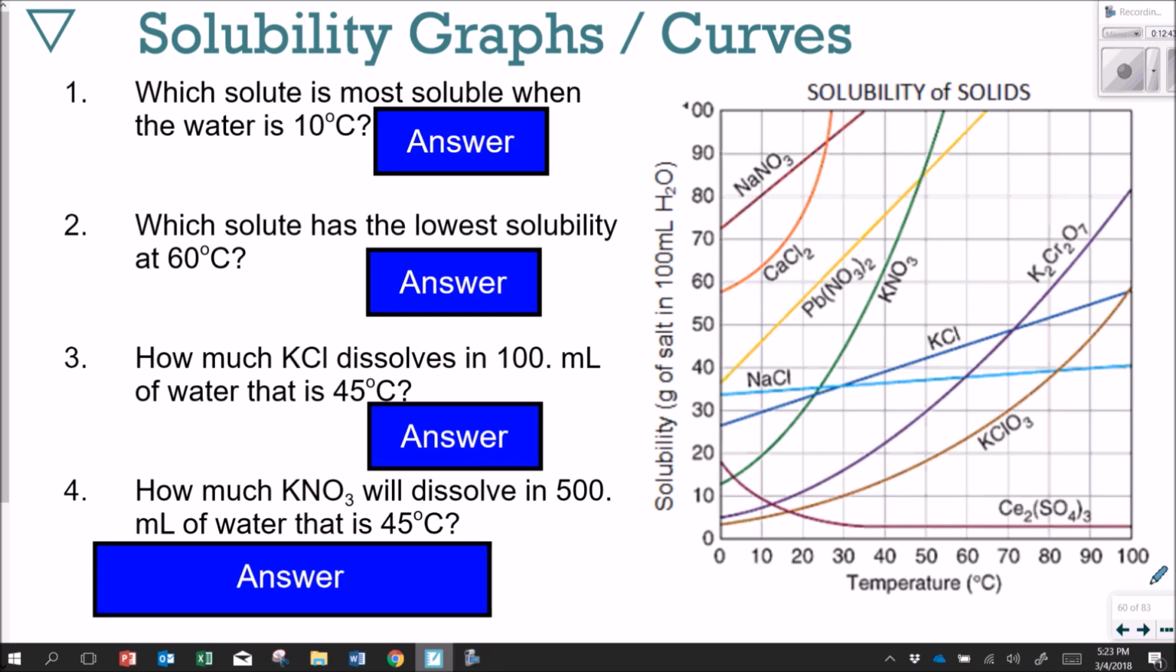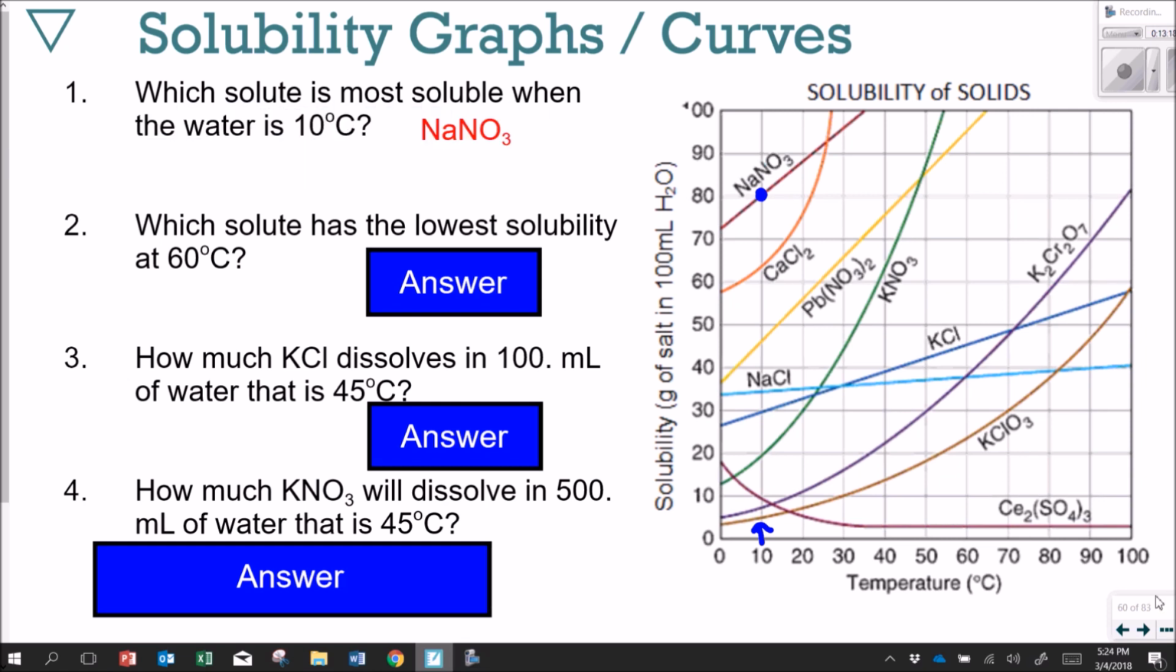We are going to work out 10 examples. Let's start with number 1. Which solute is most soluble when the water is 10 degrees Celsius? So I go to 10 degrees Celsius over here, and I see that sodium nitrate will dissolve the most.